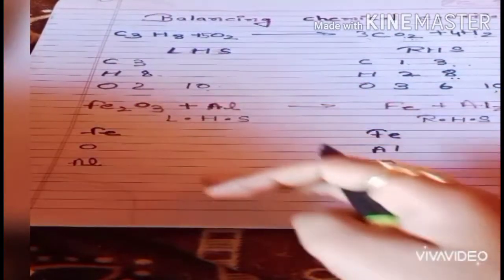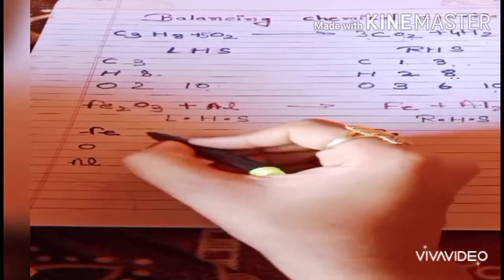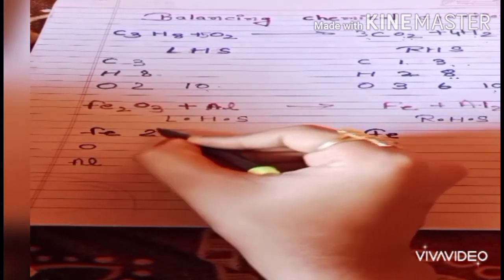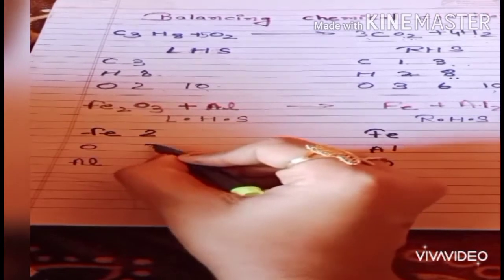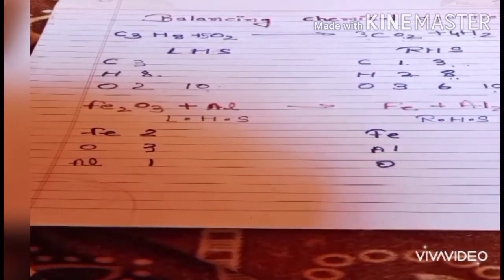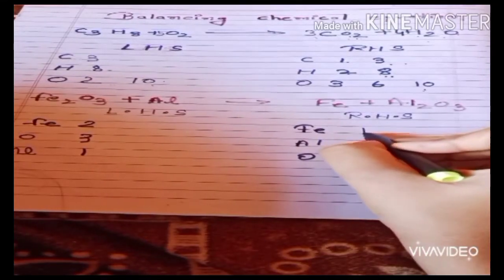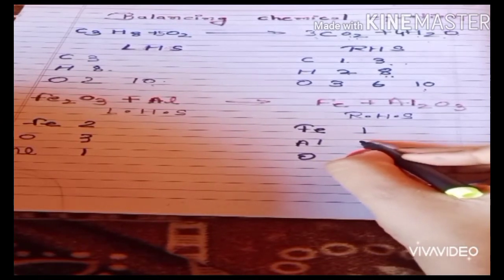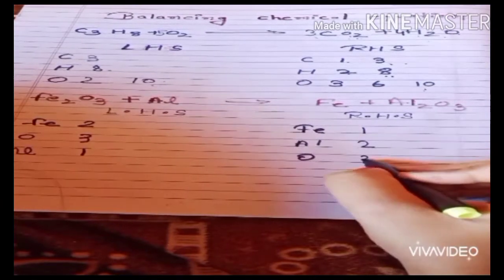Now check the number of atoms of each. Iron, you have 2 on LHS, so you write here 2. Then oxygen, you have 3 on LHS, so you write here 3. Then aluminum is only 1, so you write here 1. Now in RHS, iron you have 1, so write here 1. Aluminum you have 2 on RHS, so write here 2. And oxygen you have 3, so write here 3.